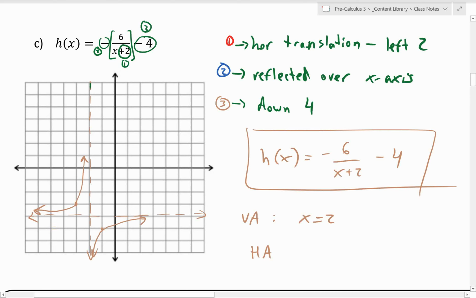And you should draw the asymptotes in with these dashed lines. It's a nice way of visualizing the fact that there's an asymptote there. You could use different colors to make it not look like it's the actual curve. But our horizontal asymptote here would be 4 units below the x-axis, or y equals -4.